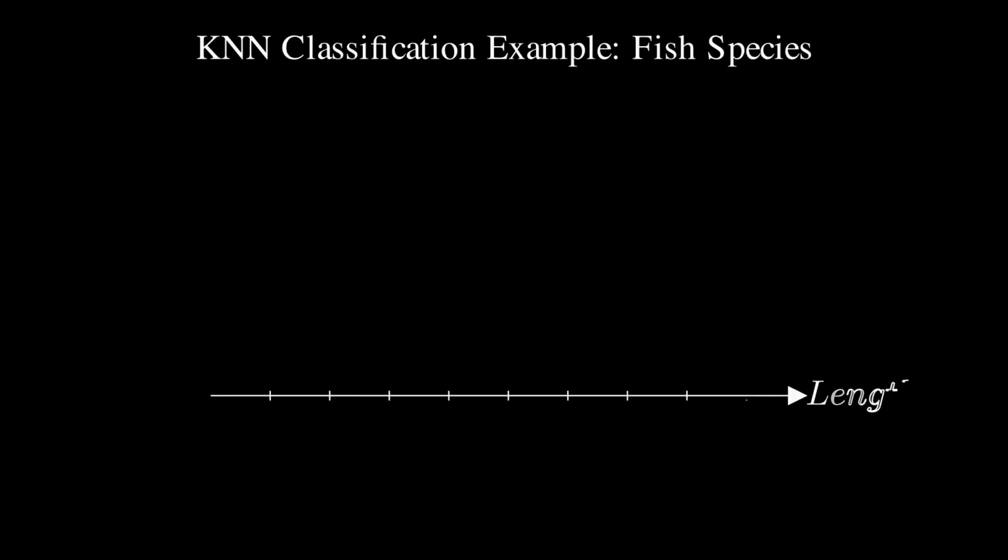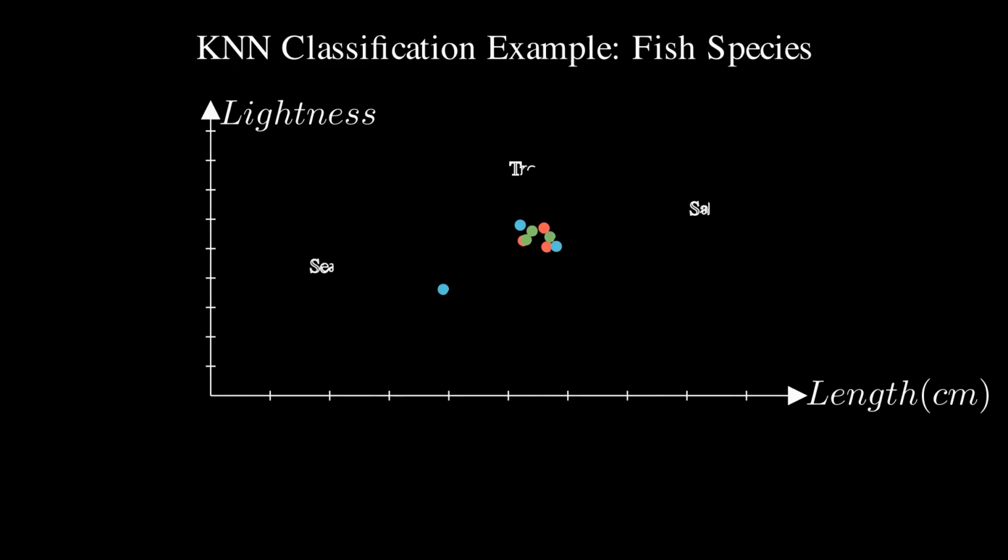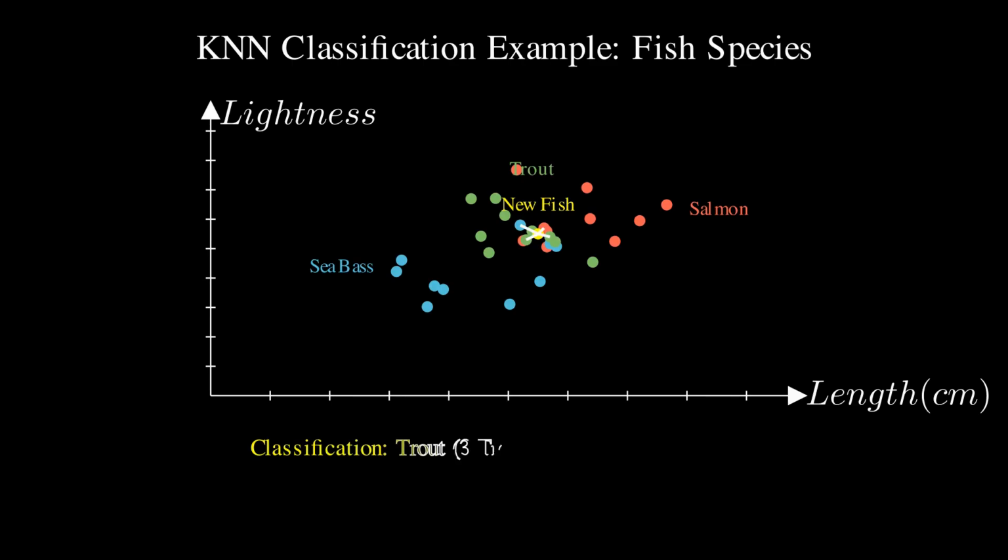Let's understand KNN through a practical example. Here we're classifying fish species based on their length and lightness. The red dots represent salmon, blue dots are sea bass, and green dots are trout. When we encounter a new fish, shown here in yellow, KNN identifies 5 nearest neighbors. Notice how the algorithm determines the fish's species based on the majority class among these neighbors.